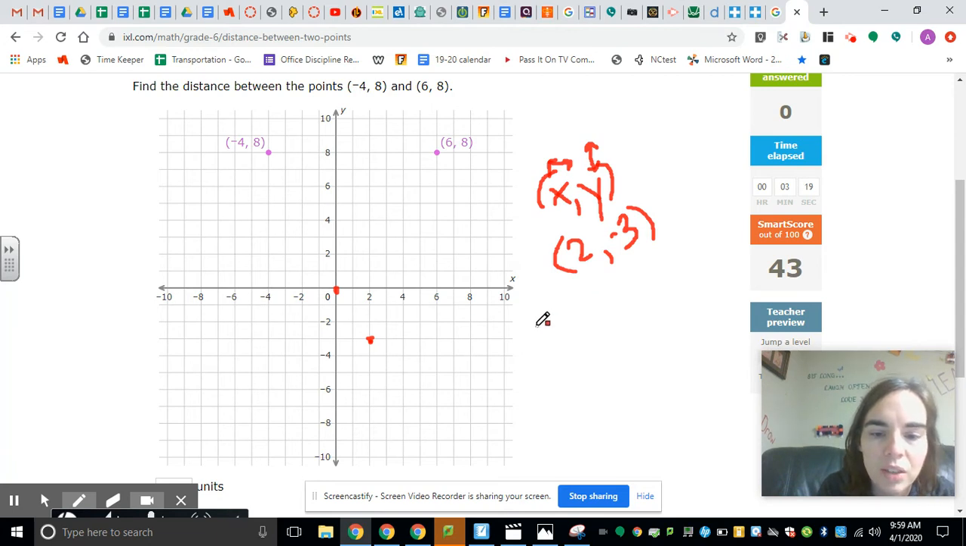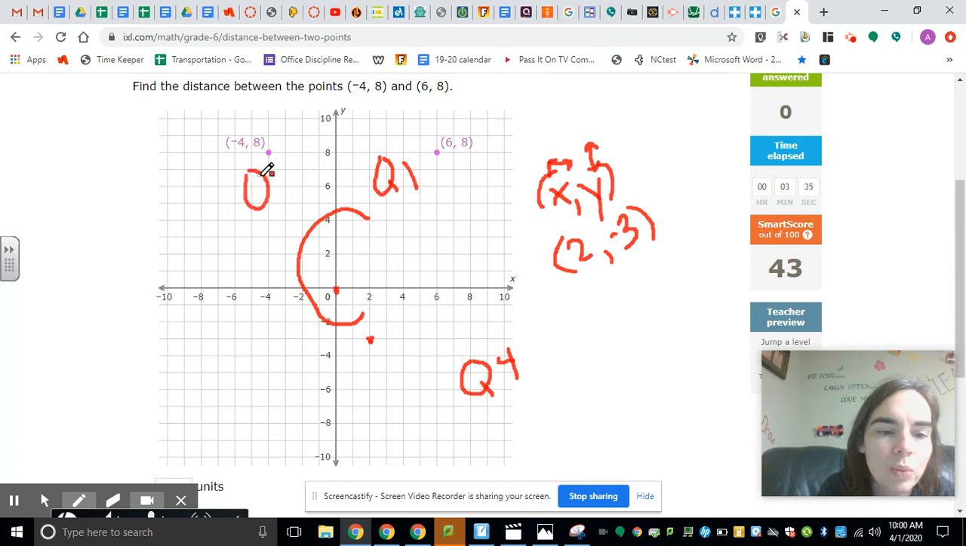Okay, so if you remember when we talked about quadrants, this is quadrant 4. Let me go and label all of them starting at the beginning. Remember, they make that C shape. So quadrant 1, quadrant 2, quadrant 3, and then quadrant 4. So in this picture, (6, 8) is in quadrant 1, (-4, 8) is in quadrant 2.